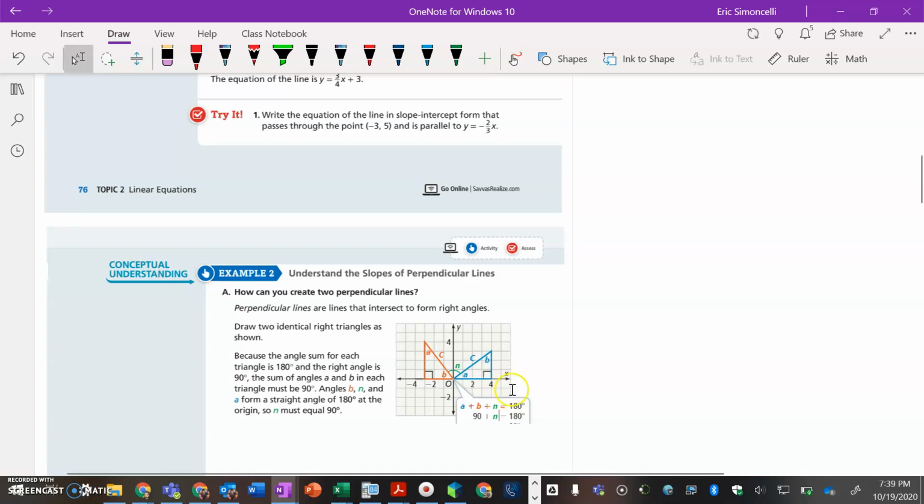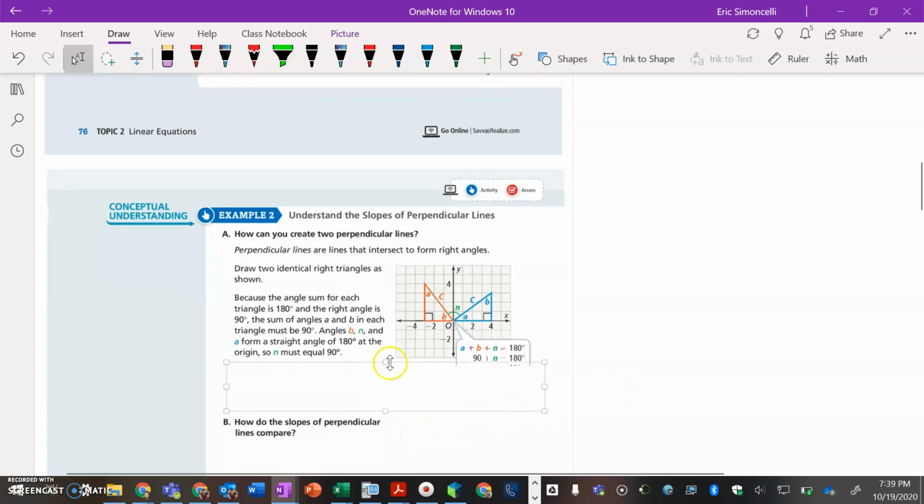Okay, and then it says form a straight angle, of course, of 180 at the origin. So n technically must also equal 90 degrees. Okay, to continue on that logic, let's go ahead and take a look and see a little bit more in the description.